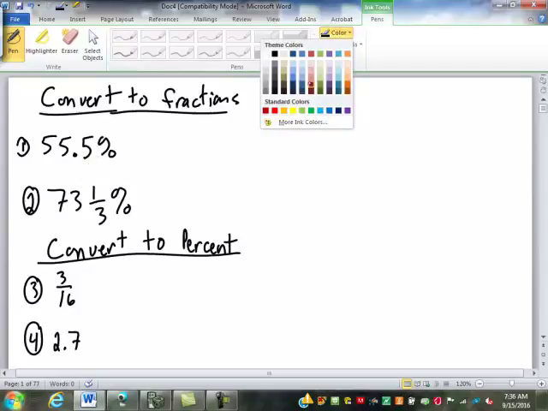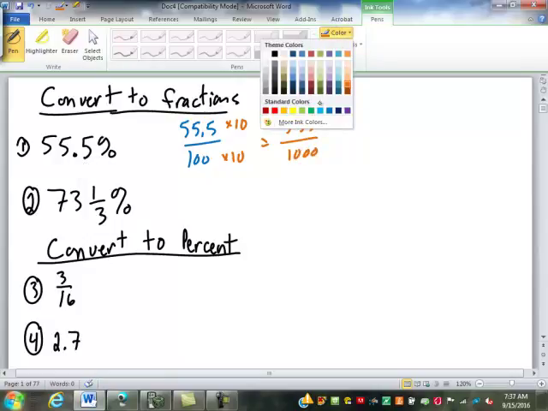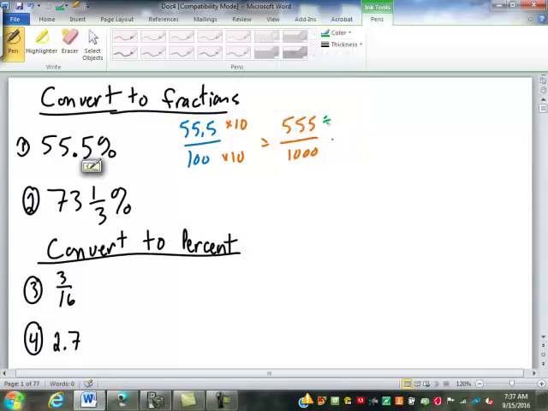Okay, so up top here, converting 55.5% into a fraction. Where do we start? 55.5 over 100, then what? Multiply by 10 to get rid of the decimal. So 555 over 1,000, and then we can reduce by 5. 111 over 200.